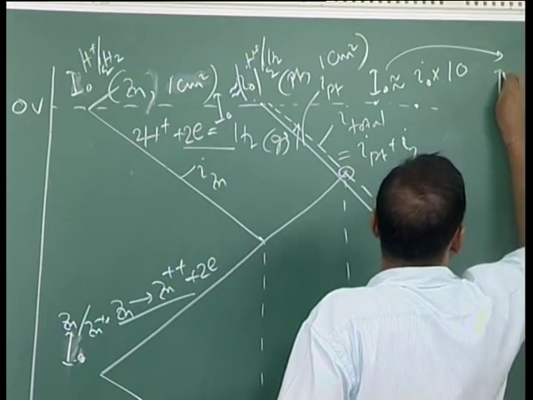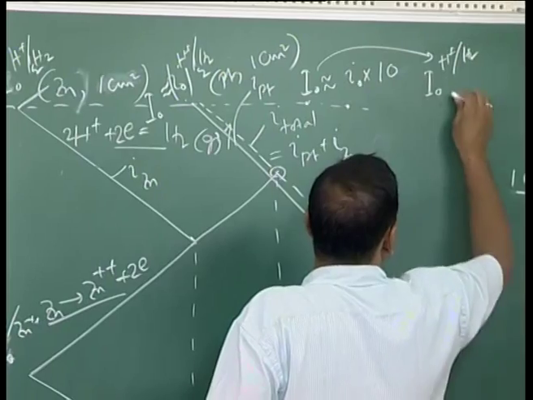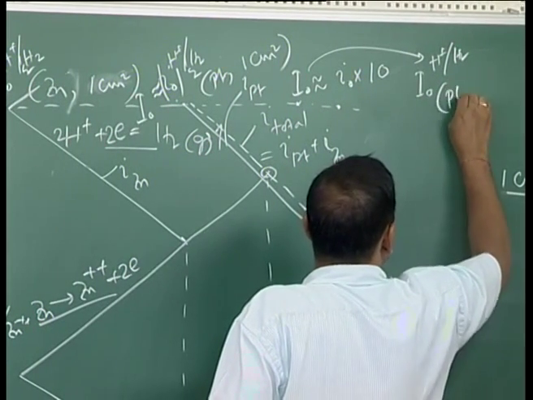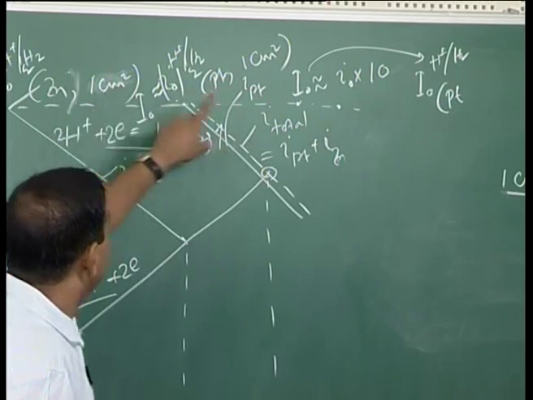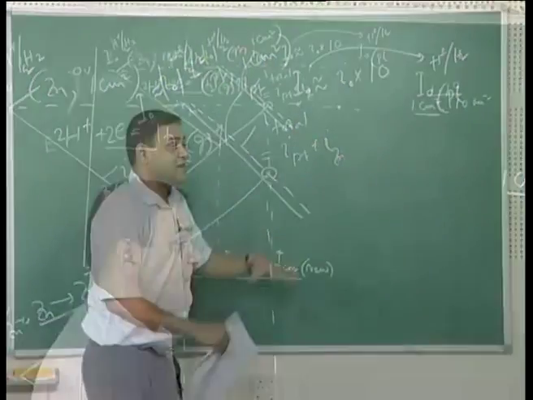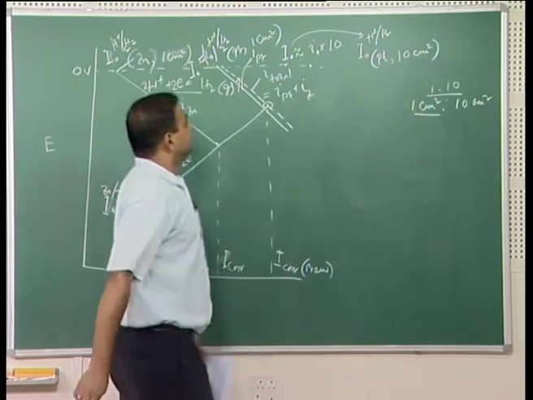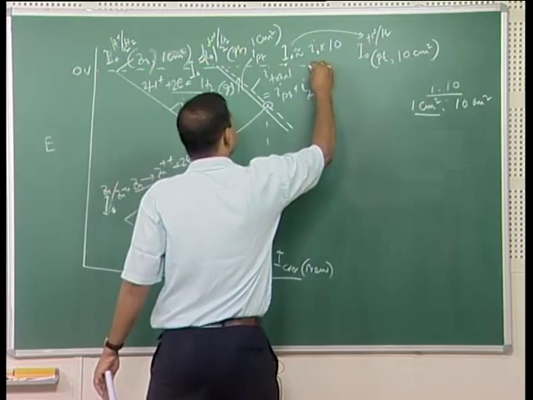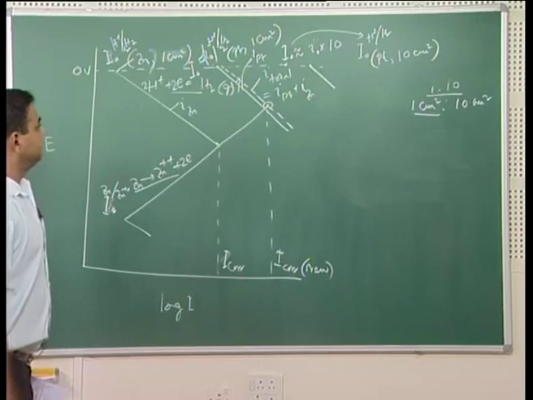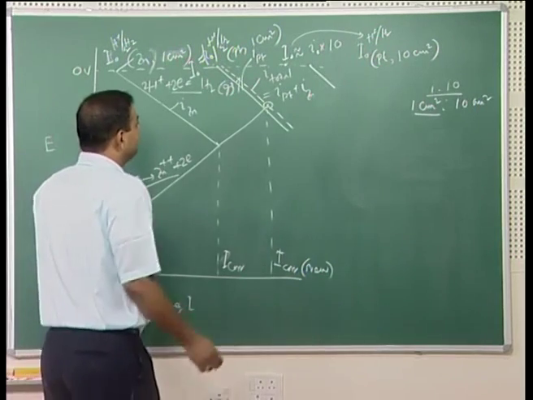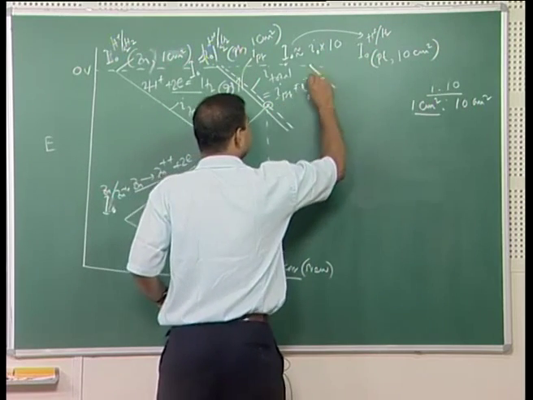and in this case I can express it as I0 H plus H2 on platinum. Now, here I have written 1 centimeter square, here I have written 1 centimeter square, here it would be 10 centimeter square. Now, I have to start my polarization, cathodic polarization from this. Fine. And it will go and meet here.